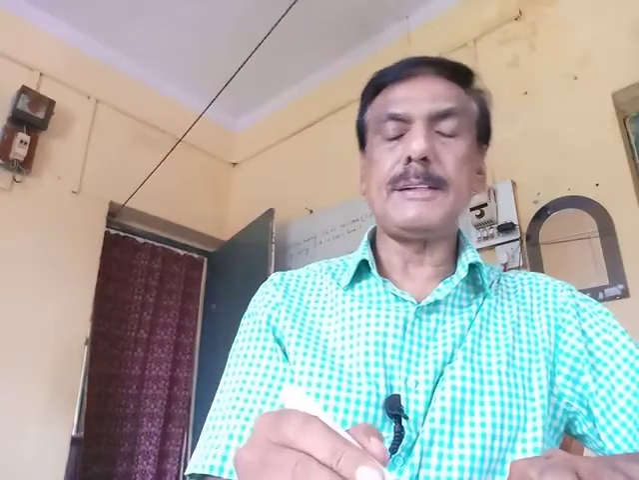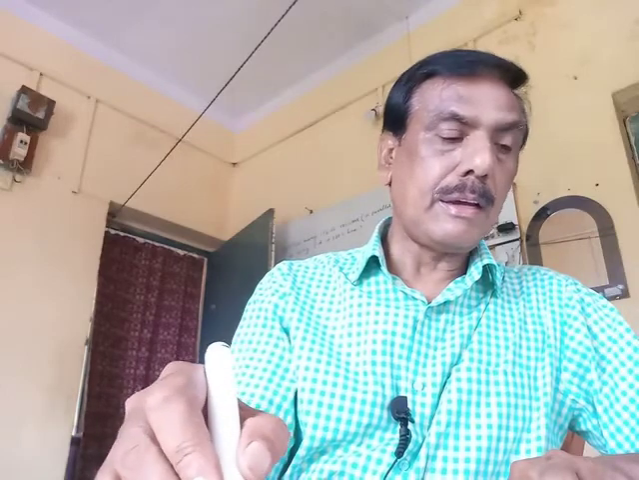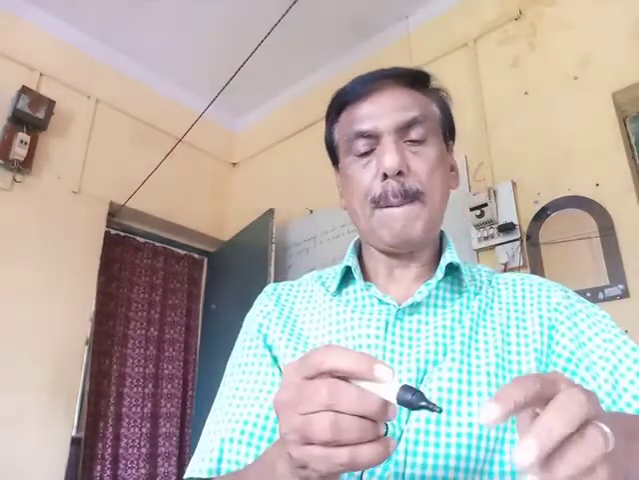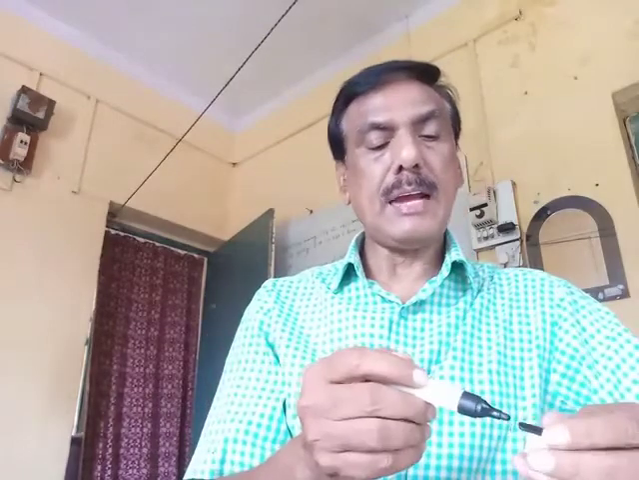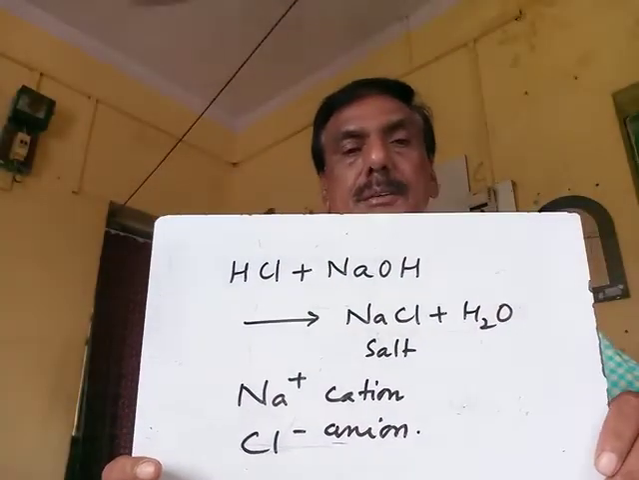So okay, this is salt. Right here, this is cation, and Cl is anion. So okay, this salt contains cation of base and anion of an acid. Just you can see in the reaction I have shown here.